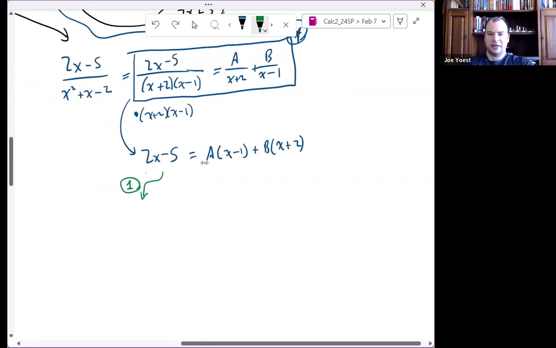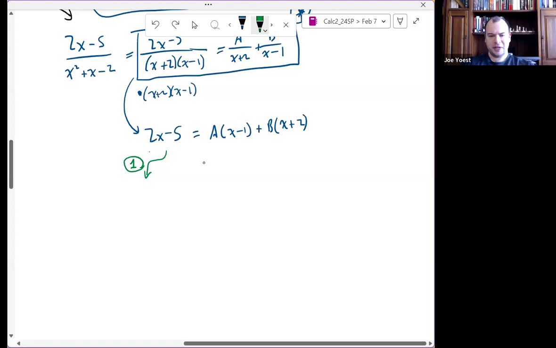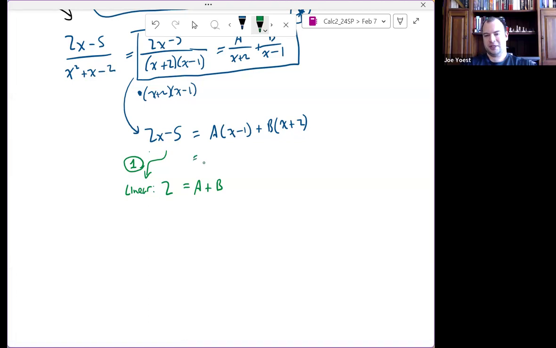I've been having trouble all day with my trackpad jumping around like that. And so I can look, for instance, at the linear terms. On the left, the coefficient is 2. And on the right, the coefficient is going to be A plus B. Right, on the right, if I multiplied this out, I'd have A plus B times x, and then plus 2B minus A.